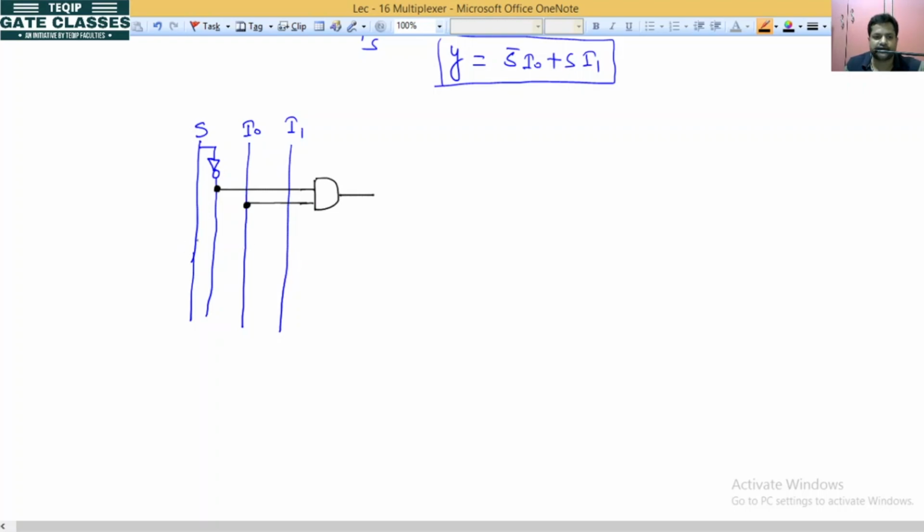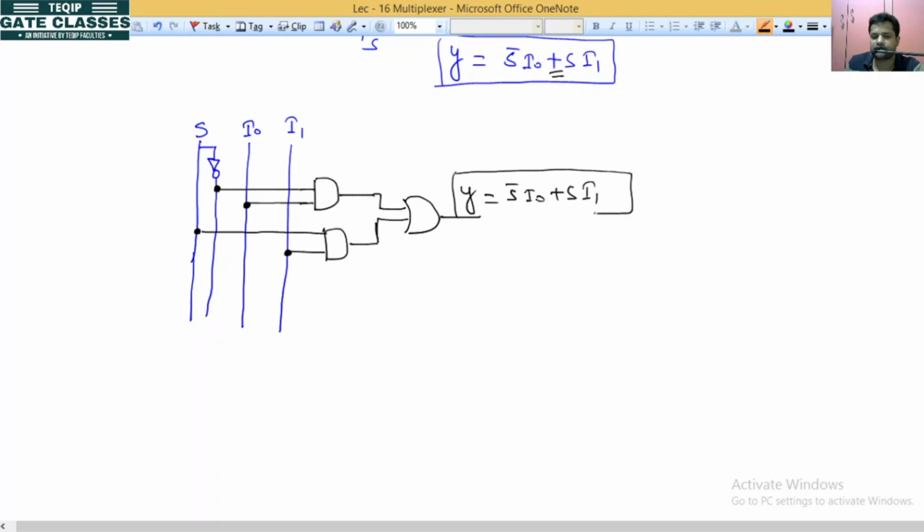Now S I1: here we have S, here we have I1. So from here S I1 we have to connect with an AND gate. Now the outputs of these two AND gates are connected with the OR gate, because we have plus in between. So this way this will give you Y. So Y will be S bar I0 plus S I1. So this function, whatever it is, always remember it. And what I0 is, what I1 is, what S is, all these things you have to remember.